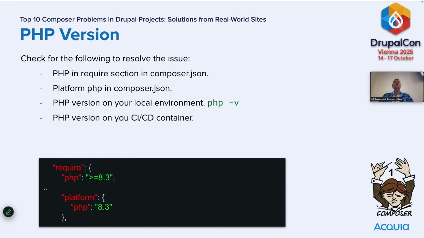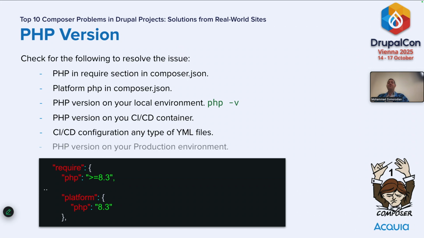PHP version on your CI/CD process. If you're using different containers like GitLab, GitHub, Bitbucket, you also need to make sure the PHP version there is correct. That's not the end. Most of the time the YAML file for the CI/CD process might have a definition of the PHP version there. You need to make sure that is also correct and matching the PHP version of your production environment.